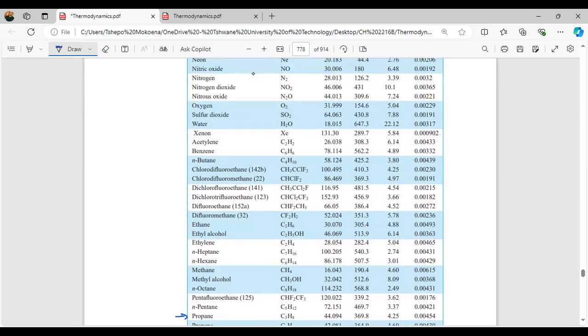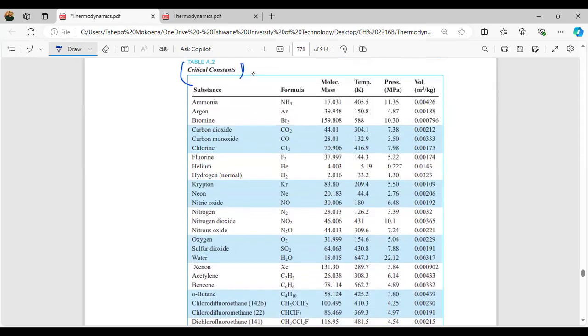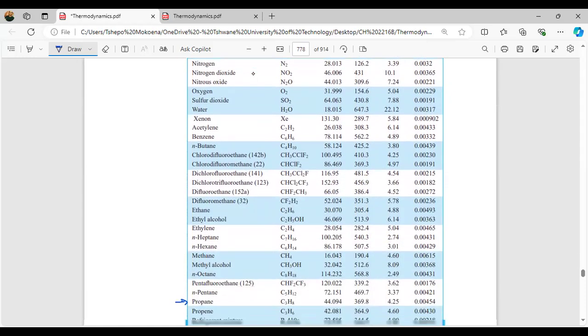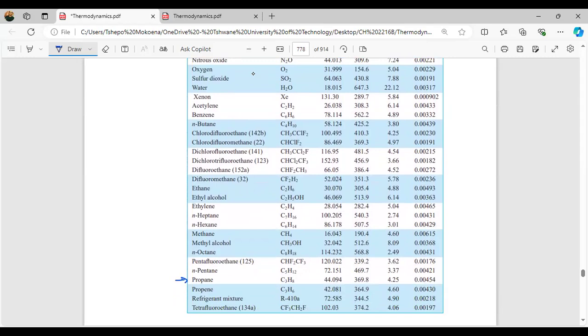And then on this side, we have the molecular mass, the temperature, and the pressure. So we don't want critical volume. We want the critical temperature and pressure, and even the molecular mass, we're going to need it. So we need these three guys over here. Let me write them down. The molecular weight is going to be 44.